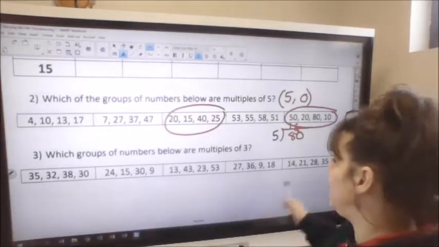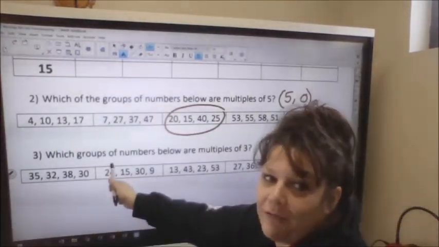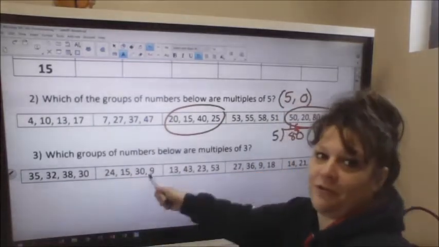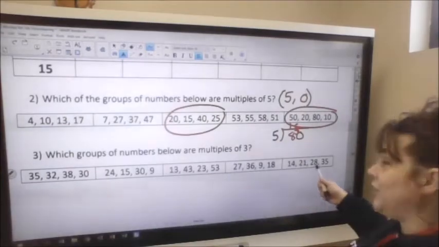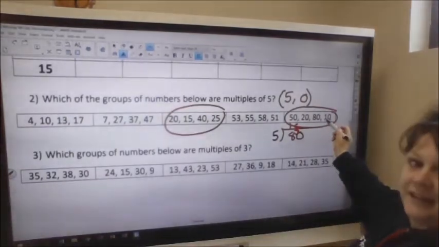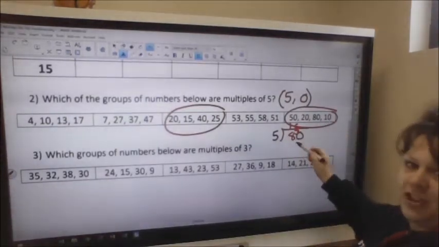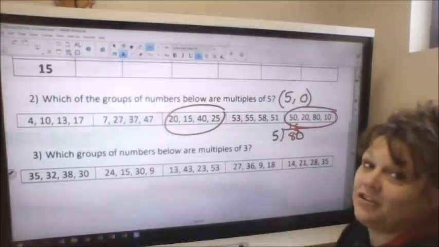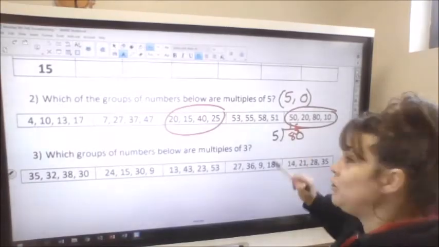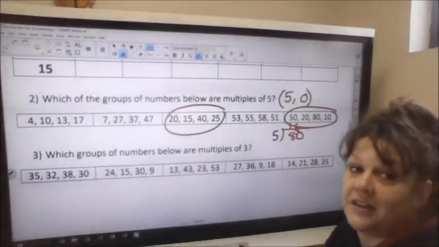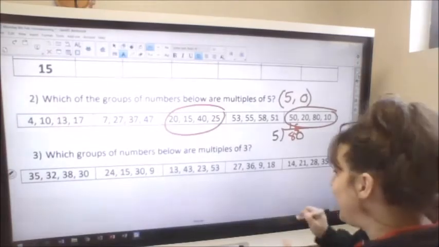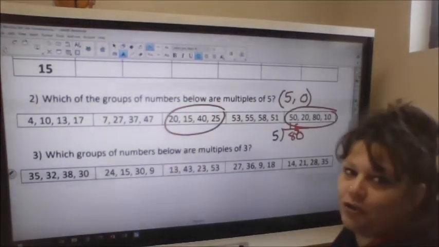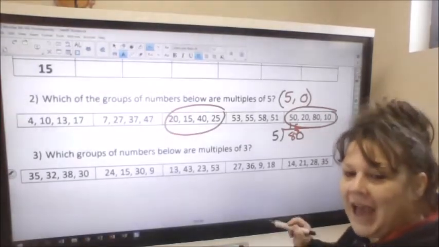So you've got a very similar activity. You've got to find out which groups below are multiples of 3. So you're going to have a little look at those. Now watch out for things like this. Sometimes you think, oh no, that doesn't appear in the times table. But it may be that it is divisible by 3. So you know that it could be in your 3 times table. Okay, so have a little look. See if you can work out which are the 2 groups. Pause the video, have a little go.